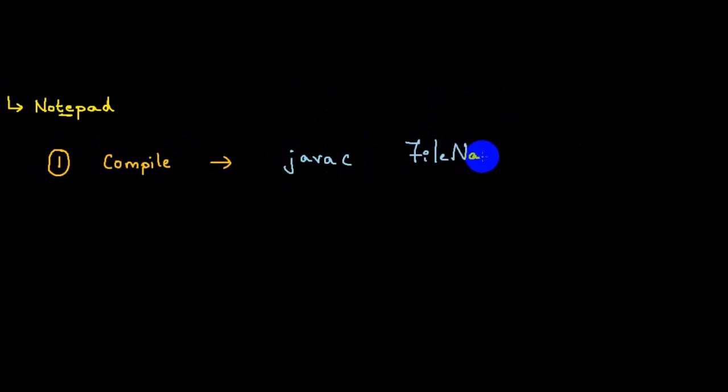The first step is compilation, sir. In order to compile a Java program, we have to follow a command. What is that command? javac is the compiler, and I have to give the file name with the extension. So I'm requesting the compiler, please check if there are any errors or not. So javac filename.java, meaning it's going to compile and see whether there are any errors or not.